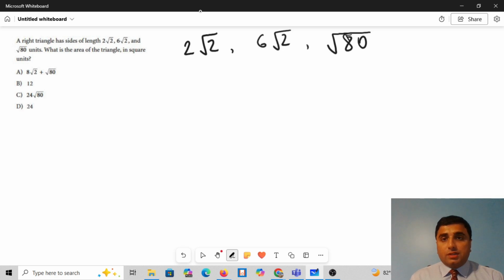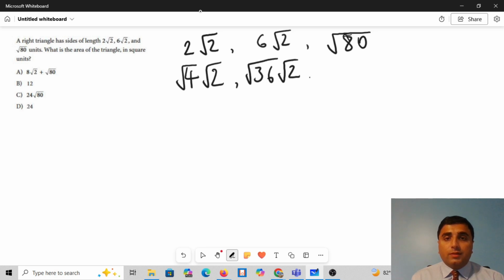So let's first rewrite the side lengths to figure out which one has the longest length, because the side which has the longest length is going to be the hypotenuse of this right triangle. So let's rewrite the lengths of these sides. 2 times square root of 2 will be square root of 4 times the square root of 2. 6 times square root of 2 is going to be square root of 36 times the square root of 2. Square root of 80 is going to be square root of 40 multiplied by the square root of 2.